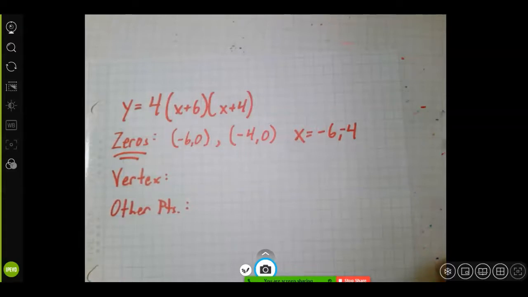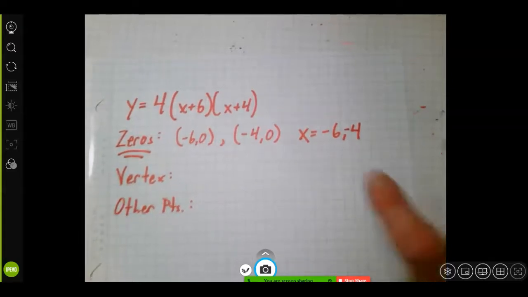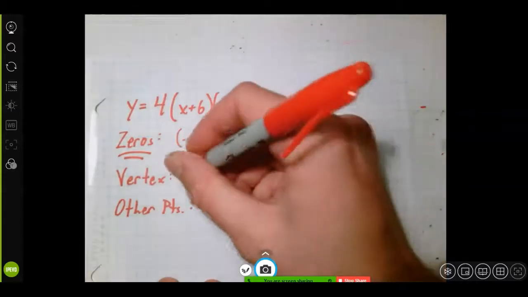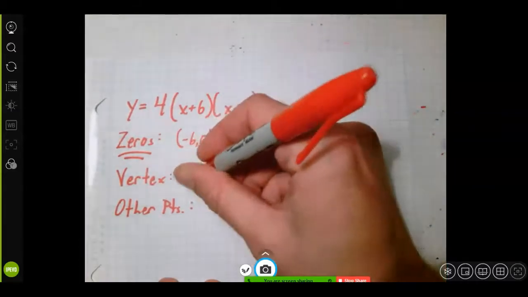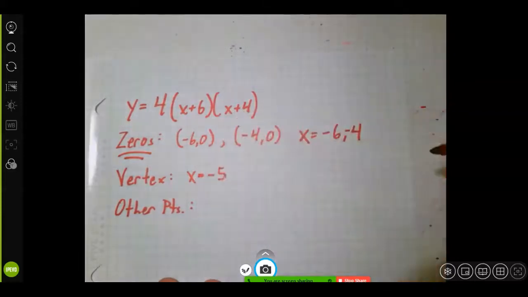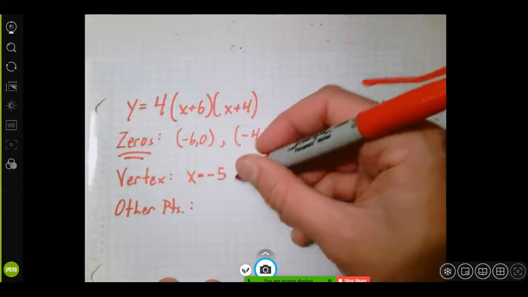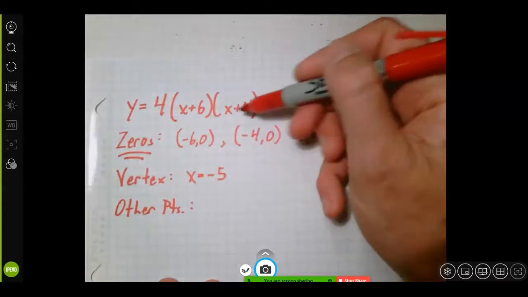So then the vertex is directly between them, which, okay, that's not that tough here. What's directly between negative 6 and negative 4? Anybody? Unmute. Negative 5. There we go. You don't have to raise your hand. I keep saying we're a small class. So I know that x equals negative 5, but then I do have to figure out the y. So once I know the x, I plug it in and I solve for y.